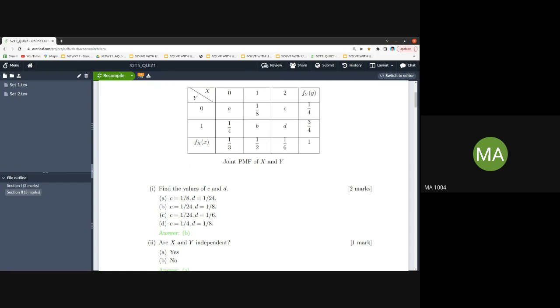Instead of doing all this, if you are good enough to find this, you see 1/3 times 3/4 is 1/4, and 1/2 times 1/4 is 1/8. So if you can think like that, you will get these as independent.